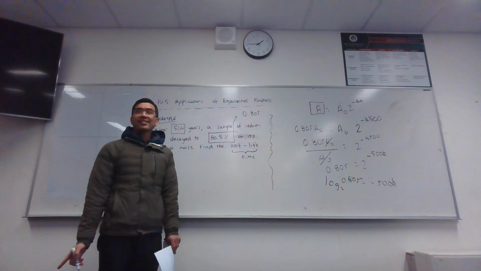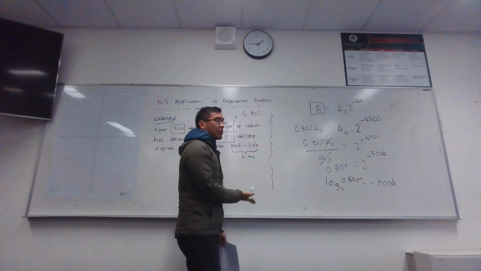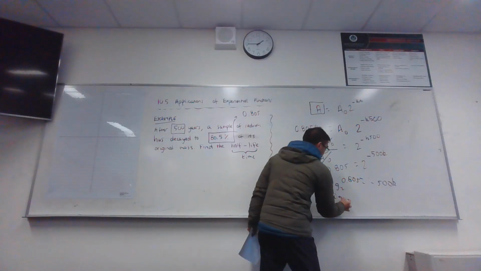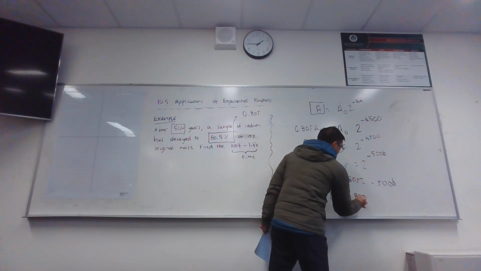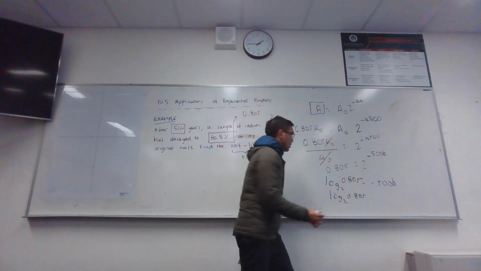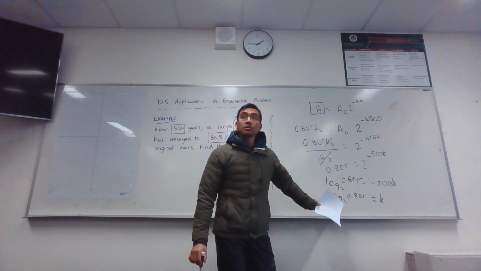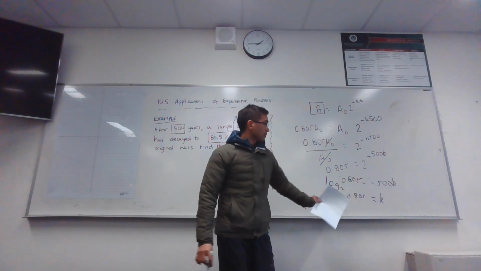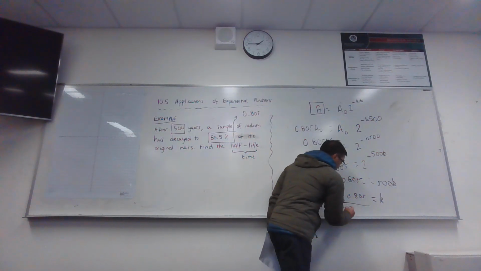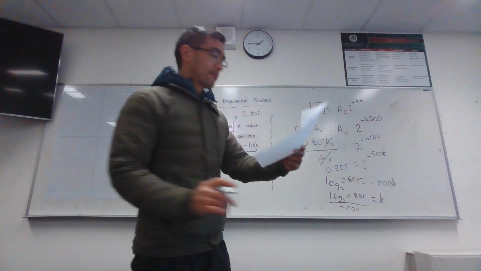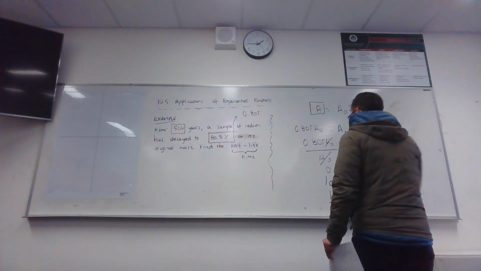Okay. And the very last step, if I want to get k by itself, can everyone now type in log 2, 0.805. What do we do to our log? Divide by negative 500. Thank you, Tim. Give me a rough, tell me what your calculator says, people.